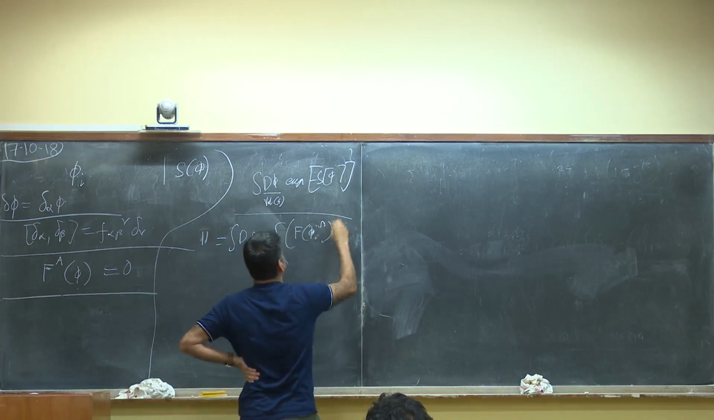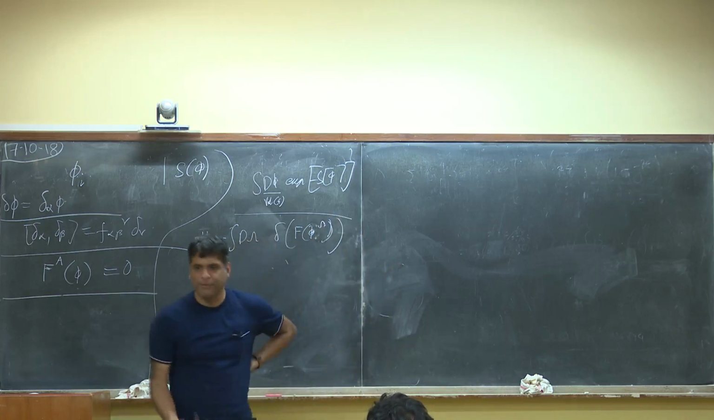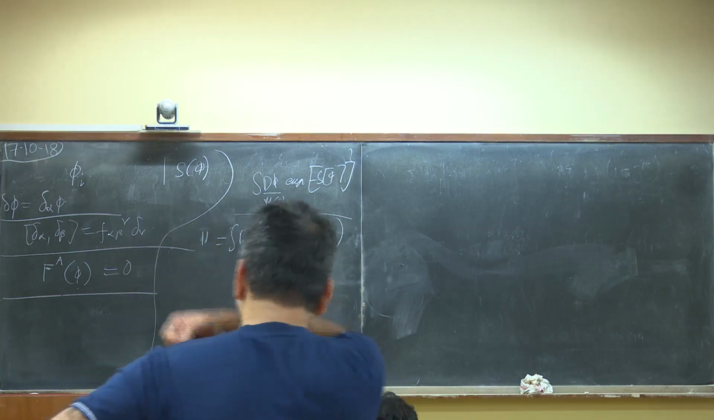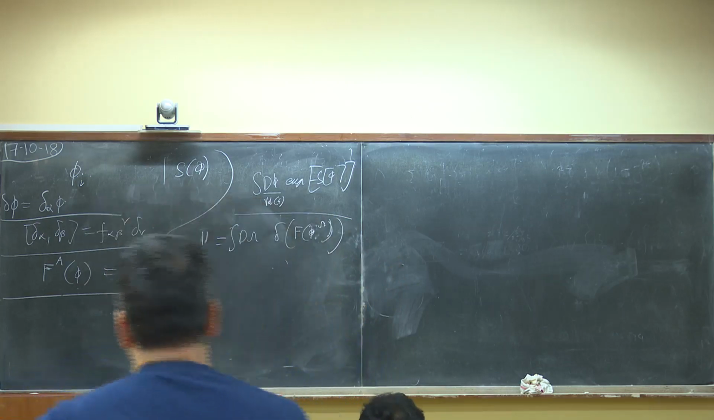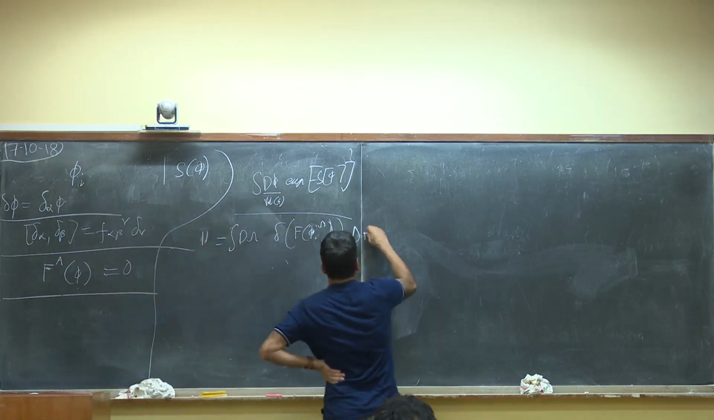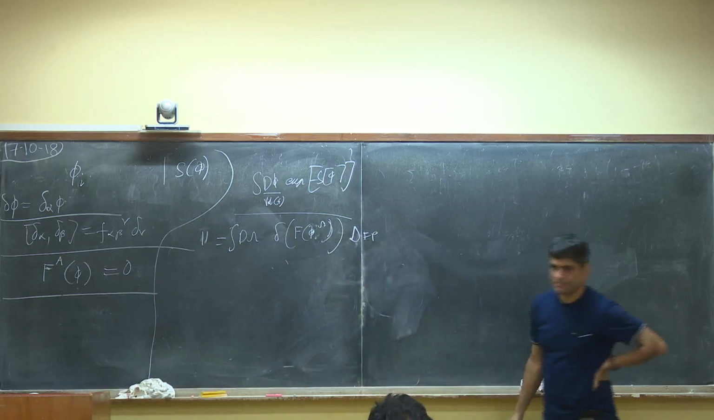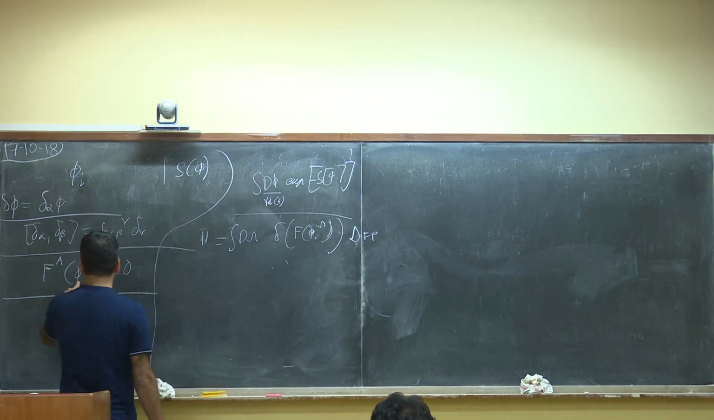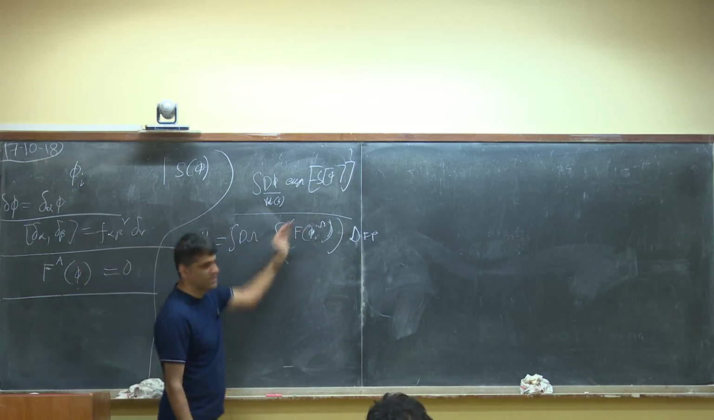Actually, let's just do this. Let's introduce delta of f of phi omega equal to 0, times this delta Faddeev-Popov, which will now be a gauge invariant function of phi.